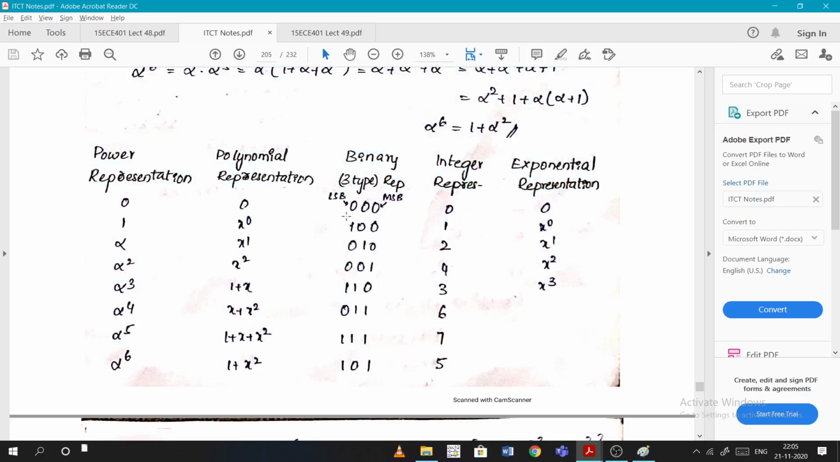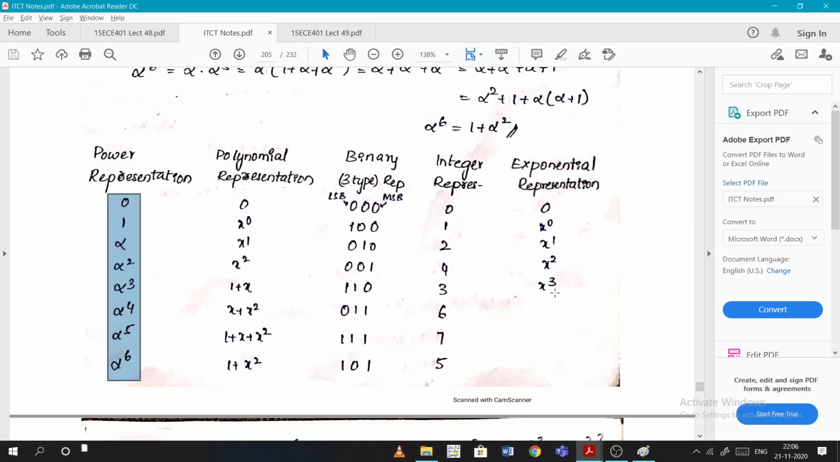That's why here it is 1 0 0, but when writing the integer representation it is 0 0 1, that means 1. Like that, 0 1 0 is 2, and 0 0 1 reversed gives 4. You understand how it is there? It is in the reverse order, so we need to convert that and then write 4. So 1 1 0 in the reverse is 0 1 1, which is 3. Like that we wrote. And the exponential representation is the same form as the power representation.